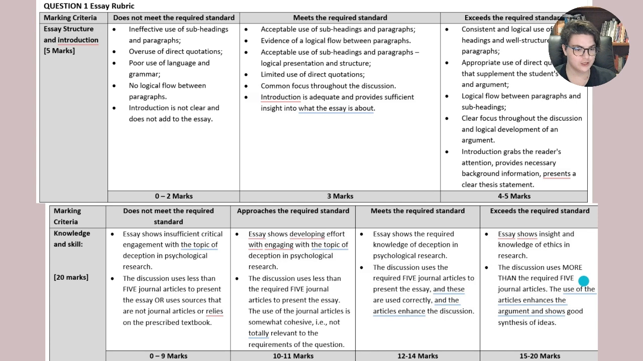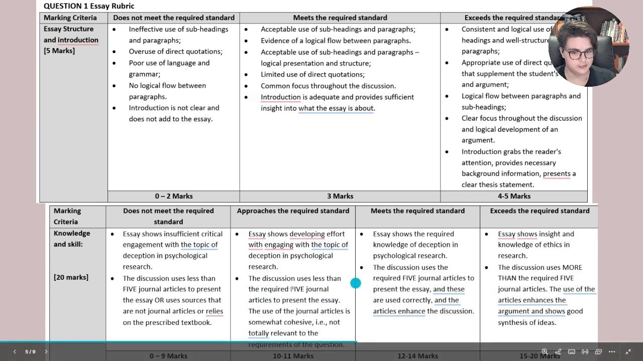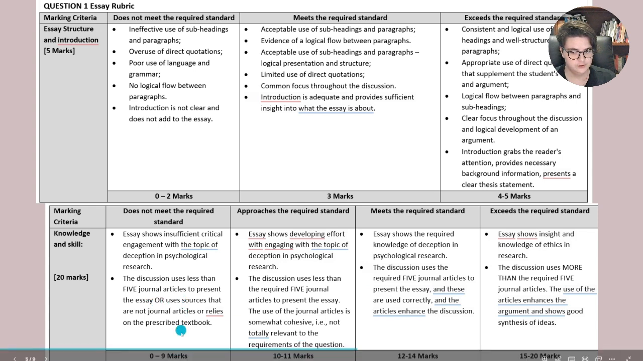Okay, so if you want to get good marks in this essay, make sure that you're using at least 5 journal articles plus your textbook, or at least 6 journal articles plus your textbook. Okay, make sure that you have more than just the required 5 sources. It shows you going the extra mile and being able to use those sources to enhance your argument, okay, to give nuance to it, and show synthesis of ideas. Okay, so please take notes of those nitty-gritty details in rubrics.